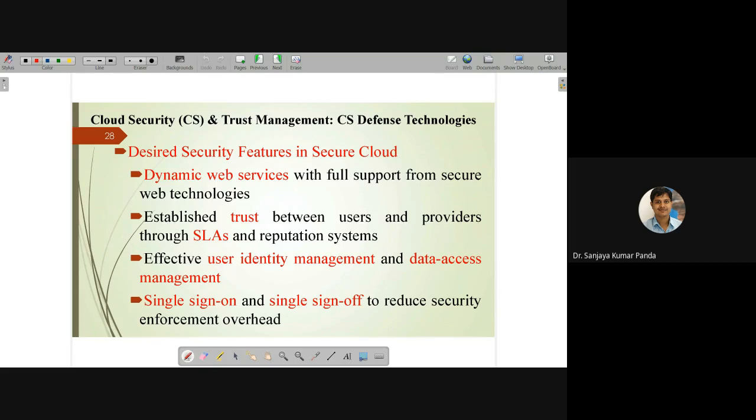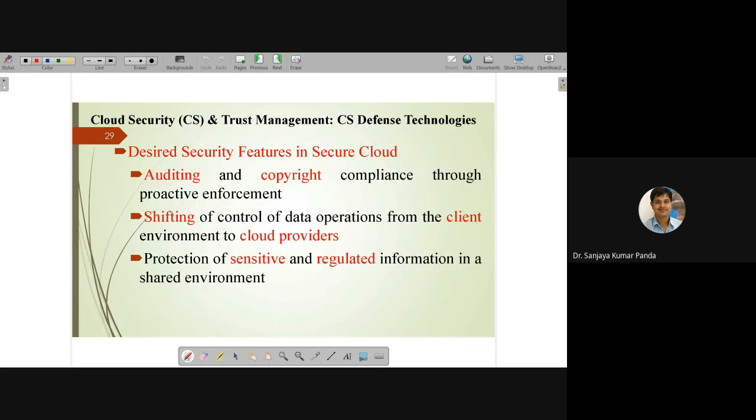And effective user identity management and a data access management policy are also required. Auditing is required; periodic auditing and copyright compliance will increase the visibility of a particular cloud service provider. And shifting the control and data operation from the client environment to the cloud provider will also solve your problem. And protect the sensitive and regulated information in the same environment. Like one virtual machine uses resources of the same physical machine where other virtual machines are also running. Right, multiple VMs are using the same physical machine. So that is a shared environment. So how to protect it? That is also one of the security issues.